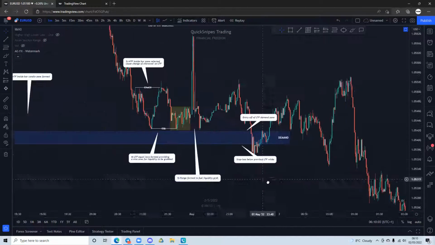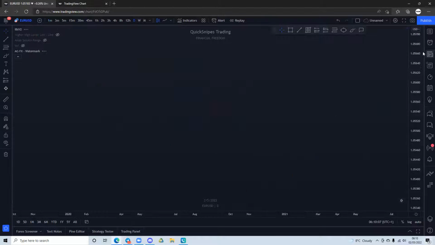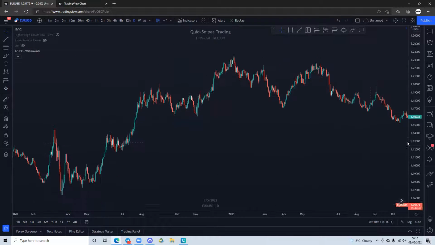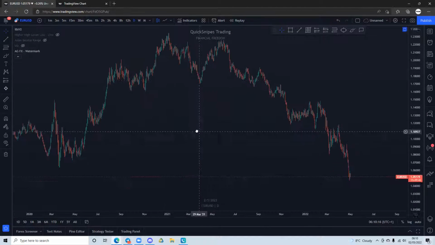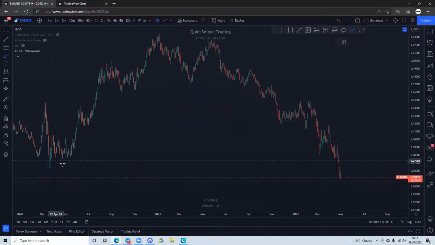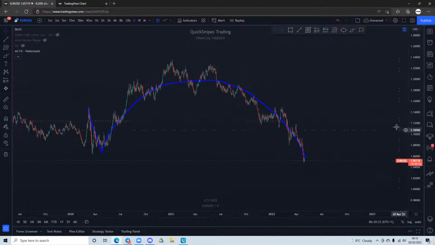So we're gonna leave that analysis and we're gonna start afresh on the daily. Looking at the daily time frame, what we can clearly see is this U shape and this little spike. From a retail trader's perspective, this is a teacup and handle. It's a pattern that suggests a continuation of a trend.